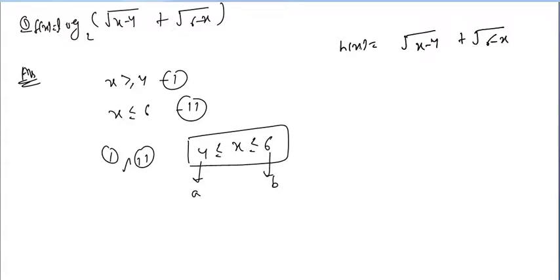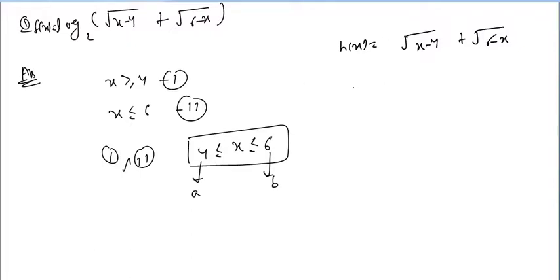Once you have found the range of this function, then you can easily evaluate the range of the entire function. So I am concentrating on finding the range of h(x). For defining this expression h(x), the domain is 4 to 6.